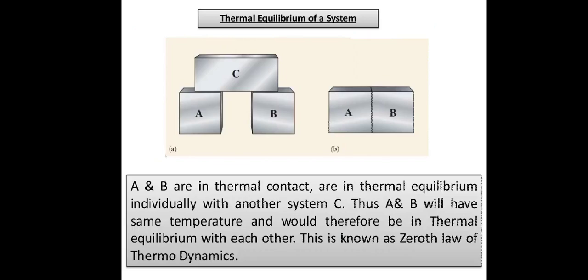Consider two different systems A and B in thermal contact, and these A and B are individually in thermal equilibrium with C. Then A and C will be in thermal equilibrium and B and C will be in thermal equilibrium. If A is in thermal equilibrium with C, they both have the same temperature. Similarly, B and C will also have the same temperature. Thus, A and B will have the same temperature and they will be in thermal equilibrium with each other. That means A, B and C are in thermal contact. This is known as the zeroth law of thermodynamics.